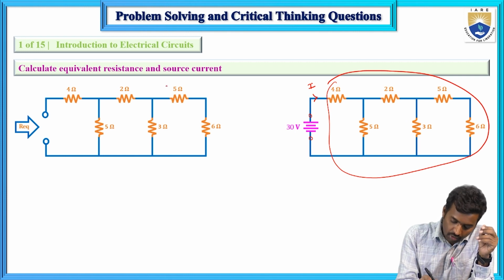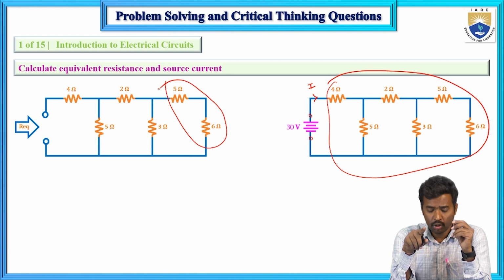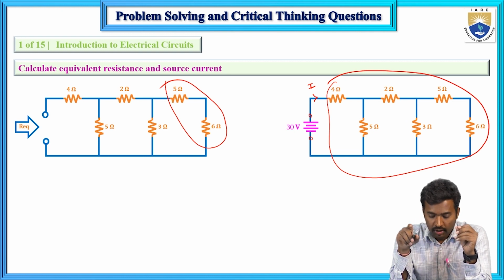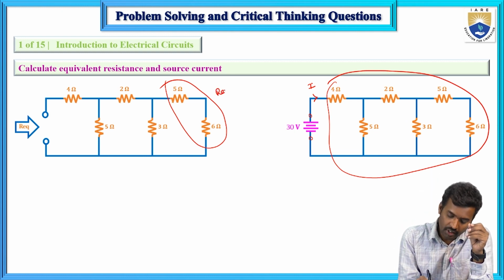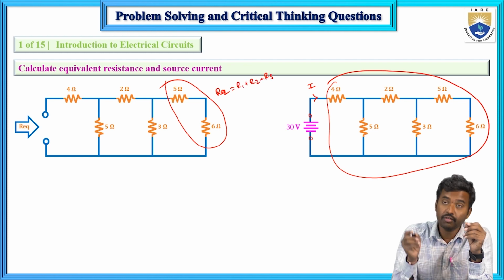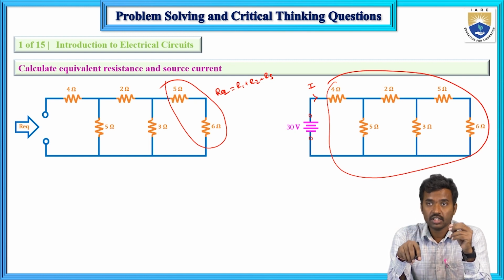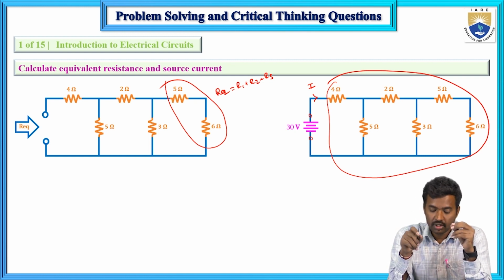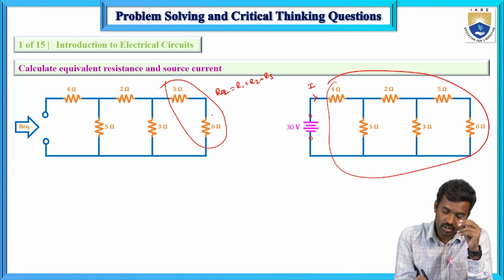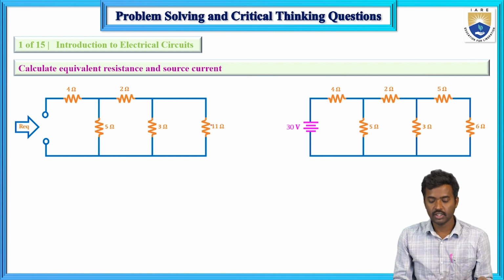First, here 5 and 6 are connected in series. Elements connected one after another. In case of series, R equivalent equals R1 plus R2 plus R3 till Rn if n number of resistors are connected in series. Here 5 and 6 are connected in series, means the equivalent resistance for this case 5 plus 6, that one is 11.